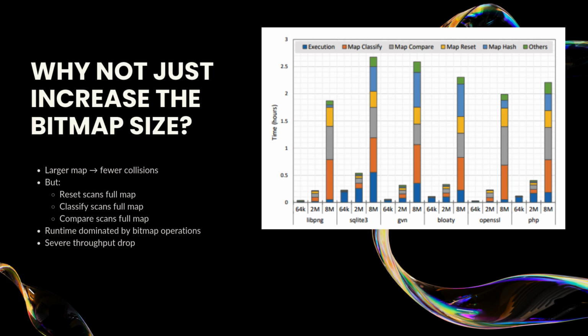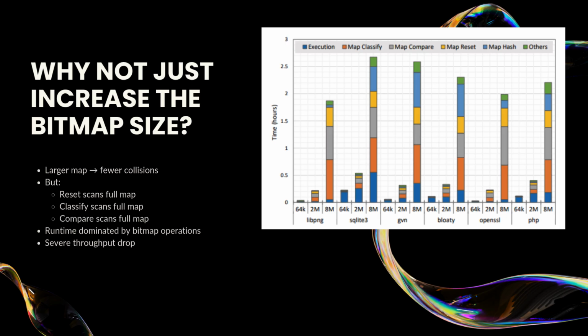In the paper's experiments, this leads to a dramatic drop in throughput. With the default 64 kilobyte map, AFL achieves roughly 4,400 executions per second. When the map is increased to 8 megabytes, throughput drops to around 125 executions per second. That is more than a 30-fold slowdown. At that point, fuzzing becomes inefficient and impractical.